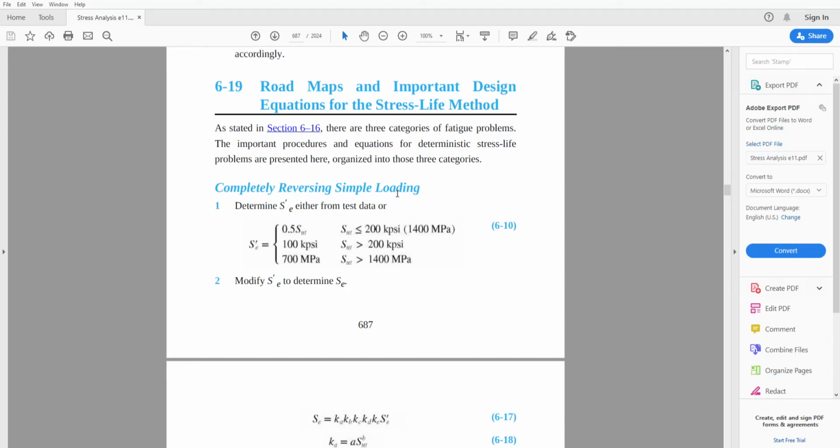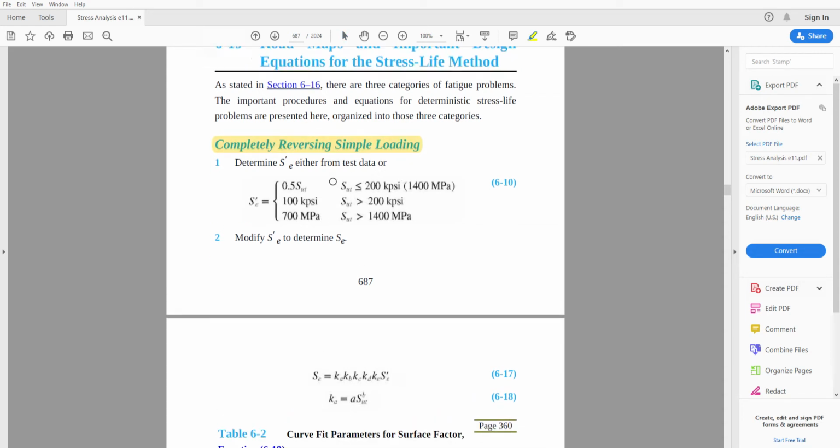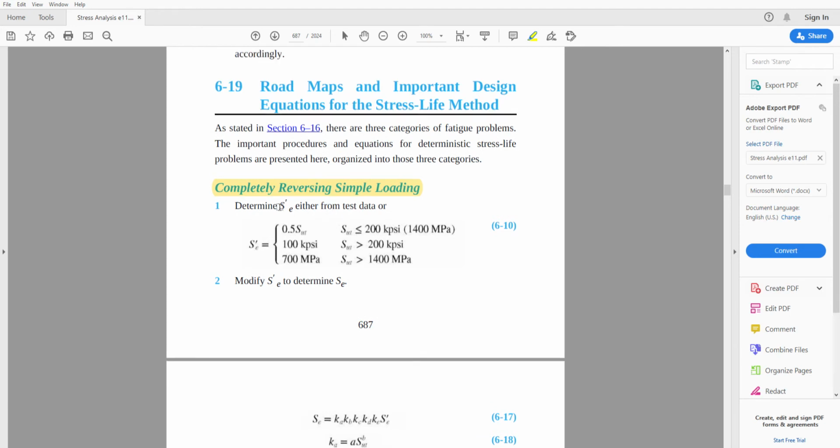So for this video, we're gonna take a close look at the roadmap in our textbook, section 6-19. I'm using the 11th edition of the Shigley's book. And we're gonna take a look at the completely reversing simple loading right here. So this serves as a guideline to solve a problem that deals with a completely reversing simple loading.